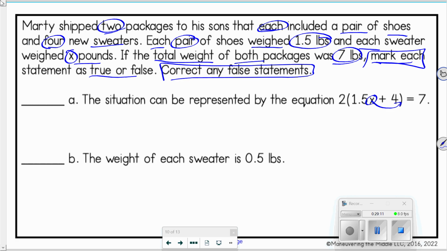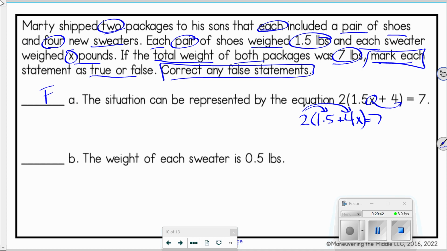So they gave us the weight of the shoe was 1.5. They don't know the weight of the sweaters. That's what we're trying to solve for. So the X was in the wrong place. So this was false. So we can now rewrite this properly because we're supposed to also correct it. So we should have said 2 times 1 and 5/10 plus 4x equals 7. So that would have been my correction for how to do it properly. And now we're ready to begin the solving process.